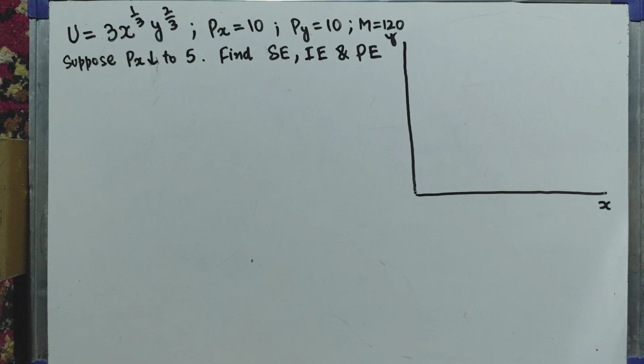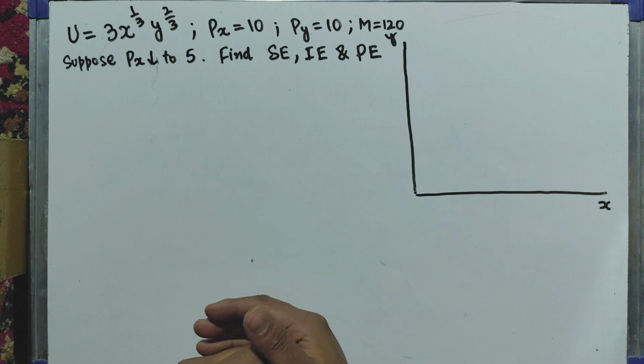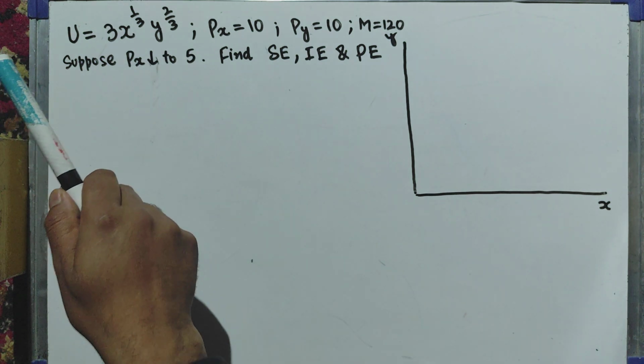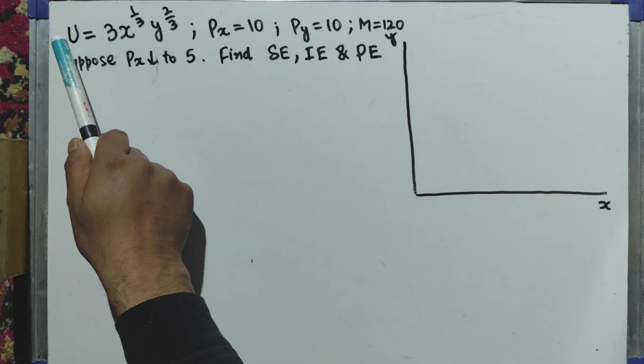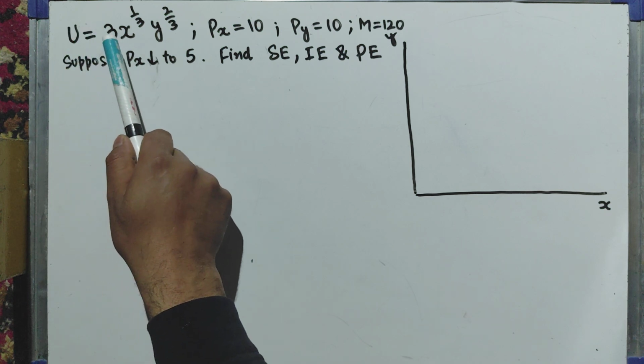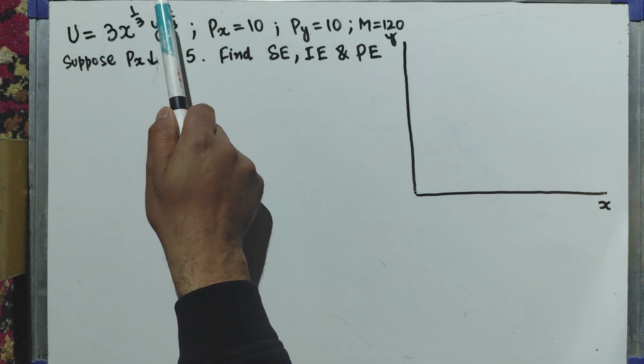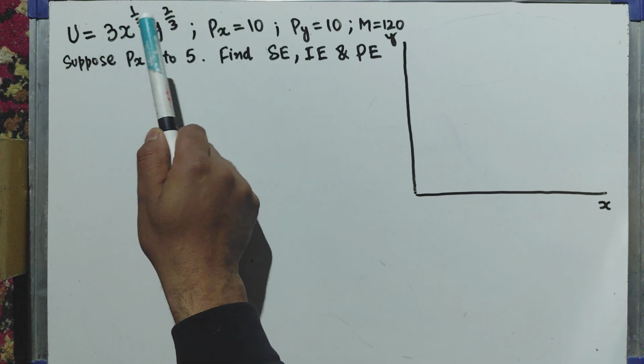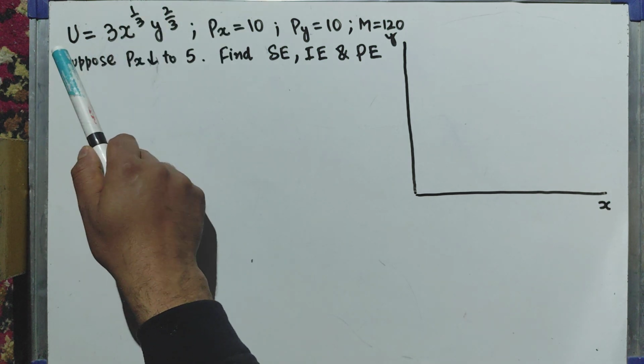In this video, we will learn how to decompose price effect into substitution effect and income effect using the Hicksian method. The question is, suppose the consumer's utility function is given as u = 3x^(1/3) y^(2/3).